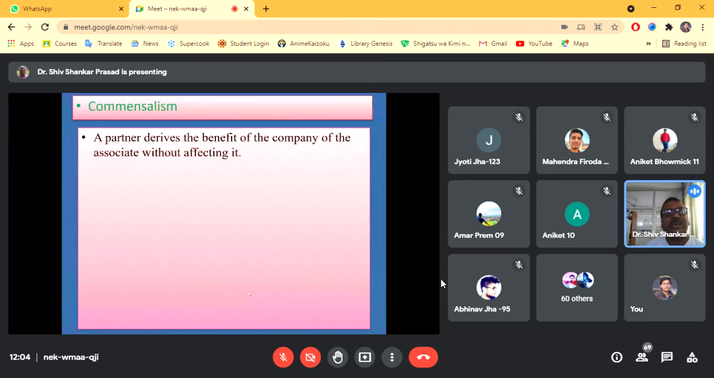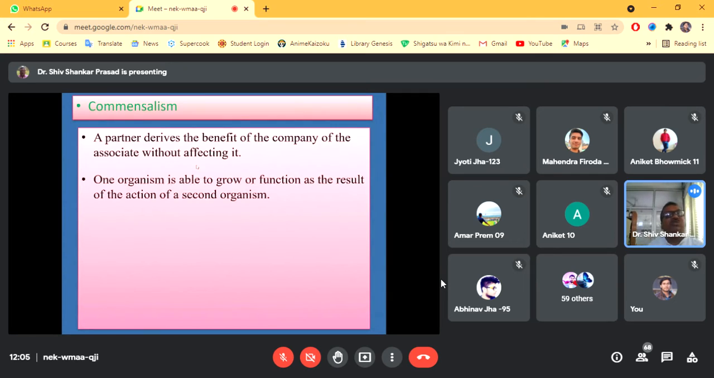So this type of interaction is very much prevalent in the soil system, and in this system a partner derives the benefit of the company of the associate without affecting it, right? So a partner derives the benefit of the company of the associate without affecting it. So one partner gets benefited, where that benefit is derived from the other partner, but that partner has no impact from their benefits. Okay, so in this case one organism is able to grow or function as a result of the action of a second organism, right?